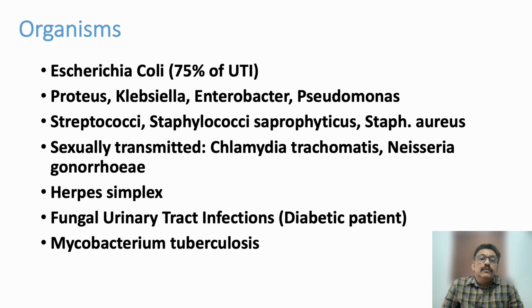Sexually transmitted UTIs are very common in sexually active males and females. Chlamydia, Neisseria. Neisseria is the organism which can produce gonorrhea. Herpes simplex virus. Fungal urinary tract infection is very common in diabetic patients. Mycobacterium tuberculosis. So TB is one of the conditions in our country which can produce urinary tract infection.